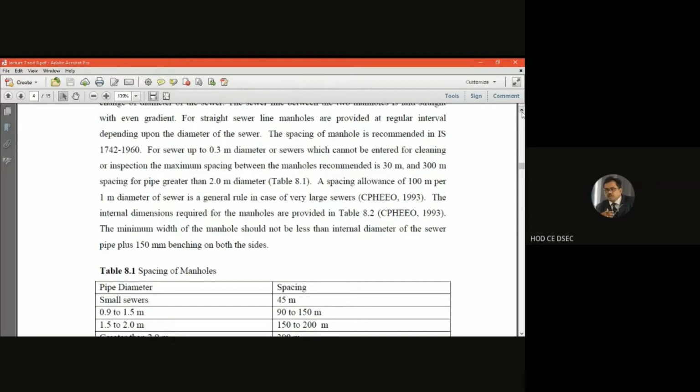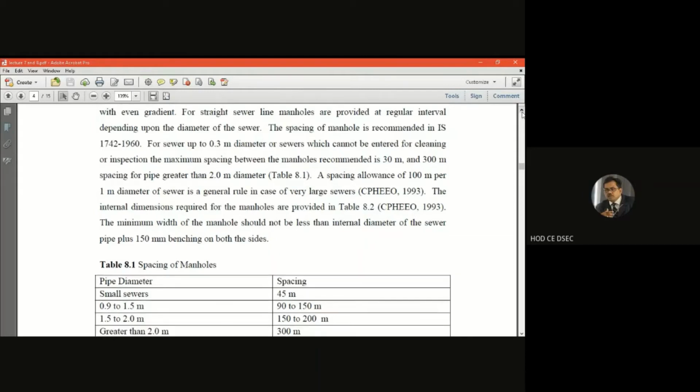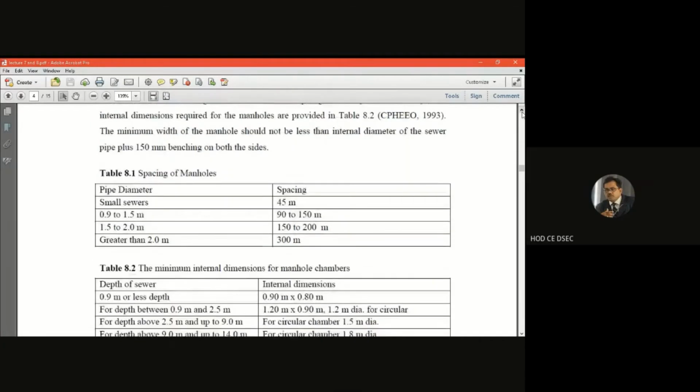a checking criteria. It should be checked that in no case should the internal dimension of the manhole be less than the internal diameter of the sewer plus 150 millimeter benching on both sides of the sewer for space. Actually a 150 millimeter space on either side of the pipeline has to be considered along with the pipe diameter for calculating the internal dimension of the manhole. Let us see the spacing first.